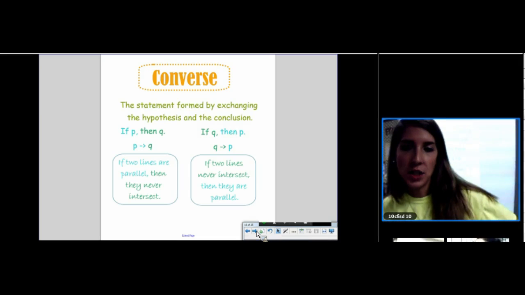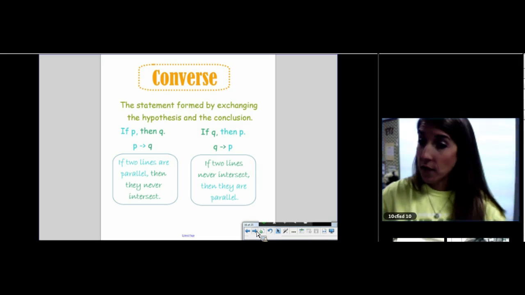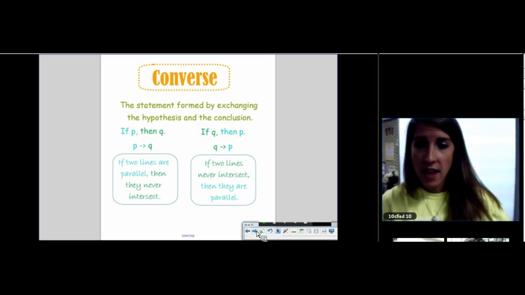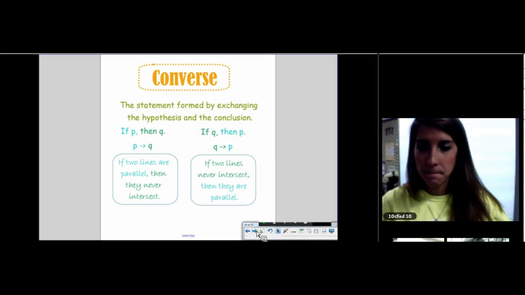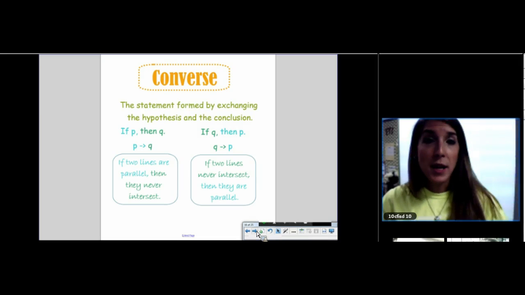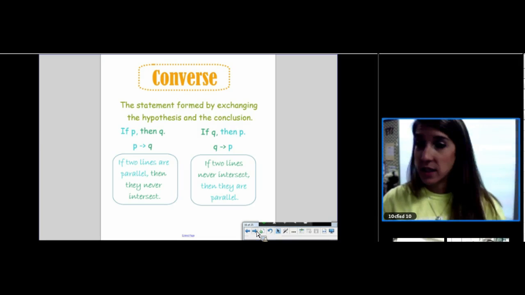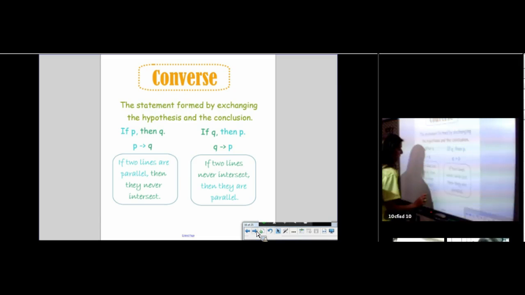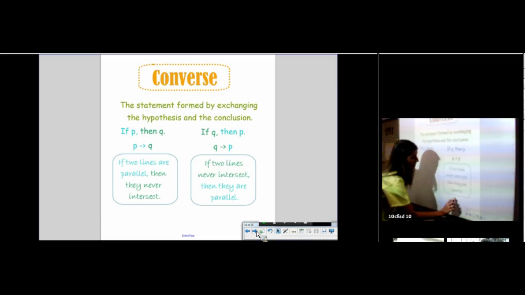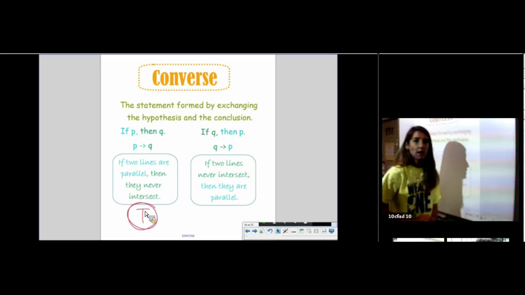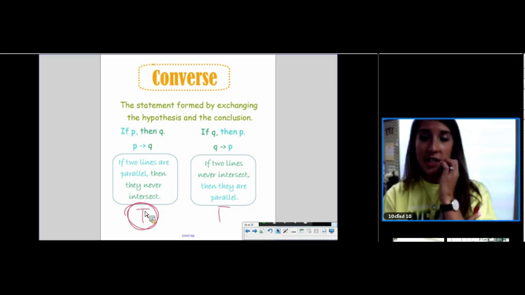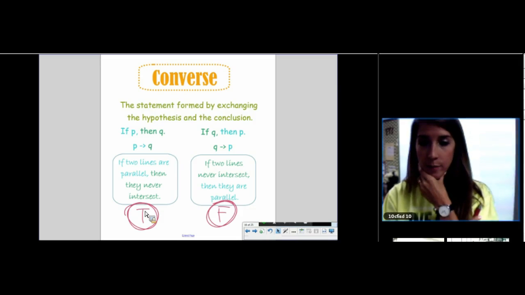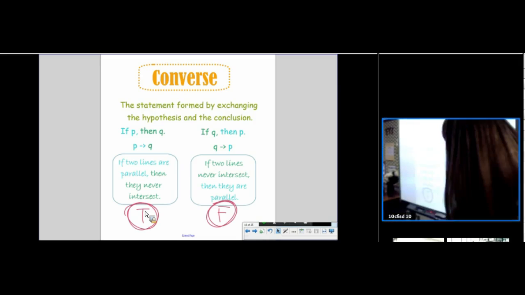So, if two lines are parallel, then they never intersect. The converse is, if two lines never intersect, then they are parallel. Do they share the same meaning? No. Sometimes the conditional is true and the converse is false. Good question. So in this example, the conditional is true. This is a true statement. And the converse is false. The converse is a false statement. So they're not always the same statement, the same reasoning. Okay? And we're going to go on to that in a minute.